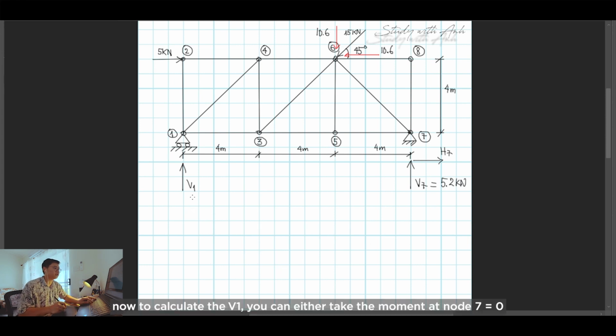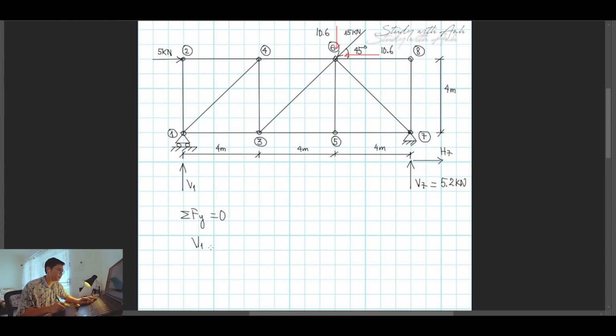Okay. Now to calculate V1, you can either take the moment at point 7 equals 0, or you can take sigma Fy equals 0. So V1 plus 5.2, which is the vertical reaction at 7. And then what else do we have? We have minus 10.6, because it goes downward. Nothing else, right? So it equals 0. From here you will have V1 equal to 5.4 kilonewton.